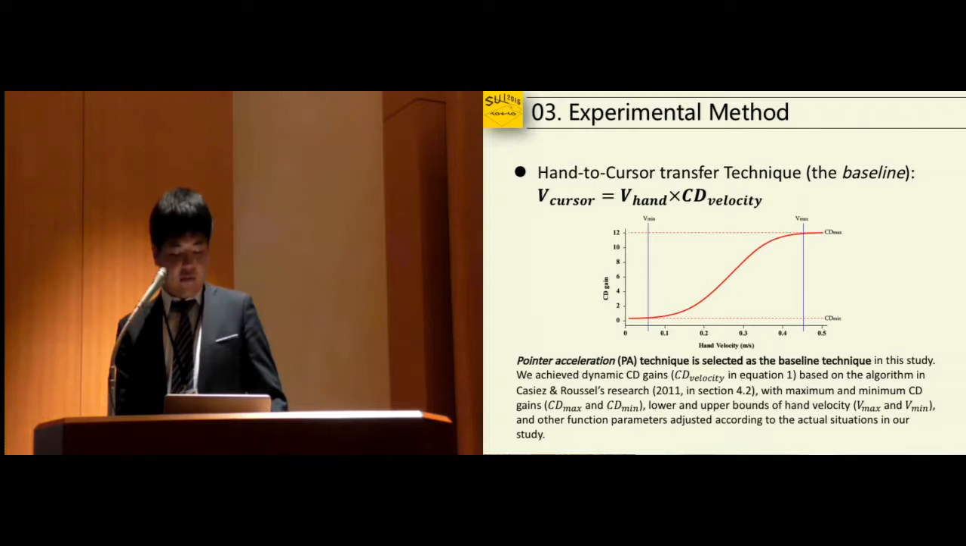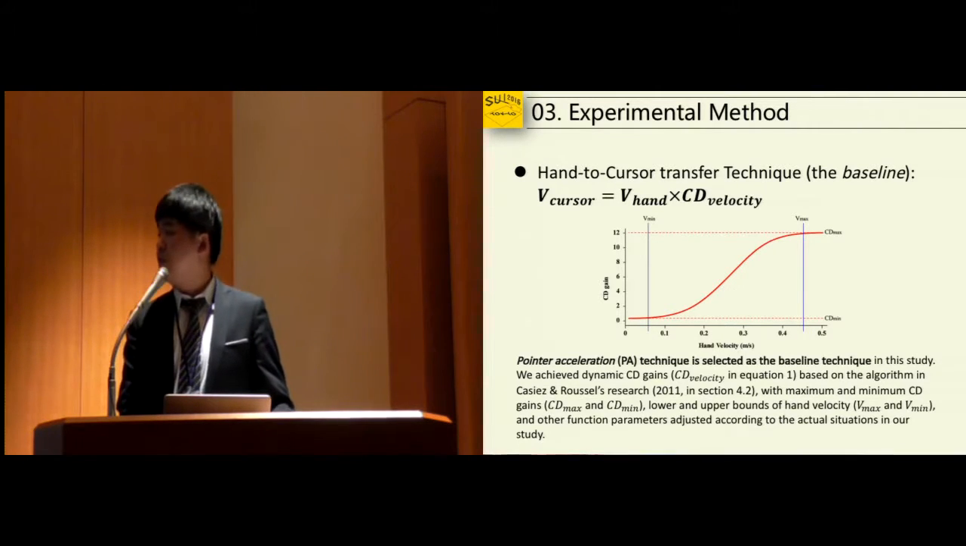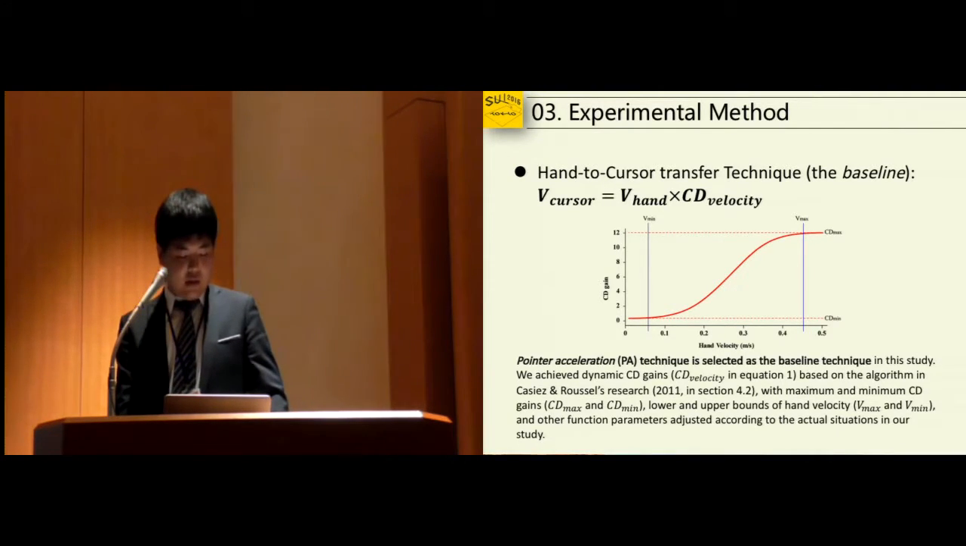The moving speed of the cursor is calculated by multiplying the hand's moving speed by a dynamic cursor-to-display gain. We call it CD gain. The dynamic CD gain is calculated based on the hand's moving speed. The faster the hand speed, the larger the CD gain. The CD gain ranges from 0.2 to 12.2. The correlation between hand speed and the CD gain is illustrated in the figure on this slide.